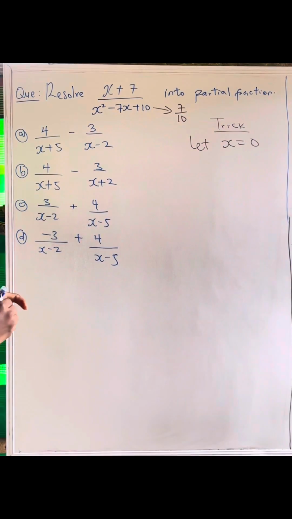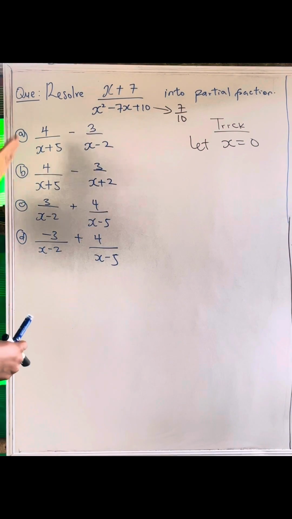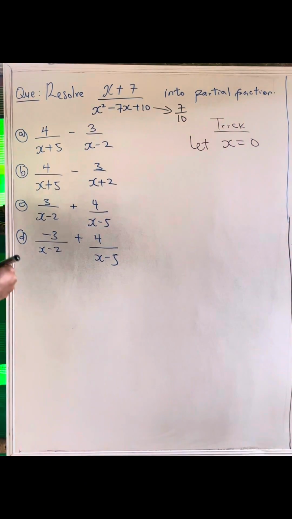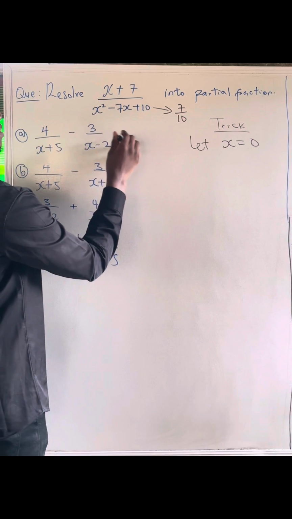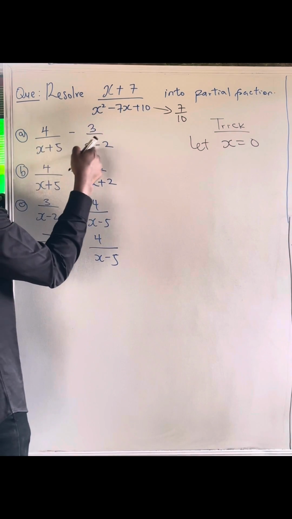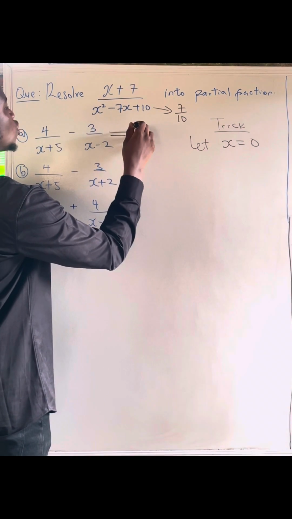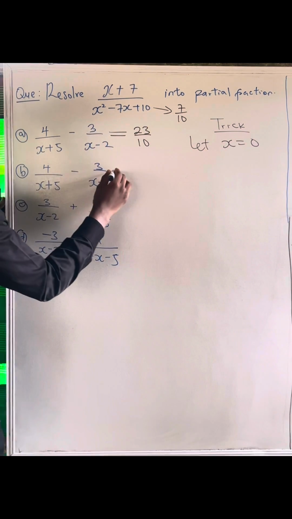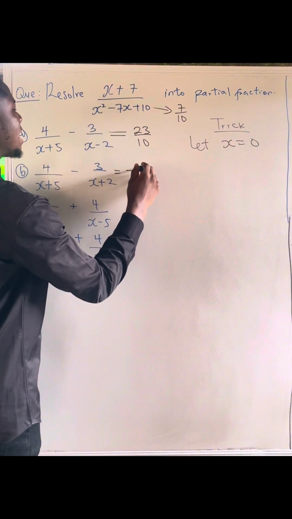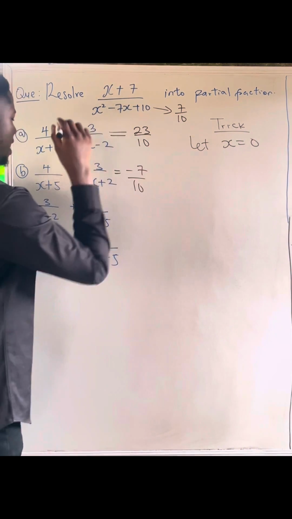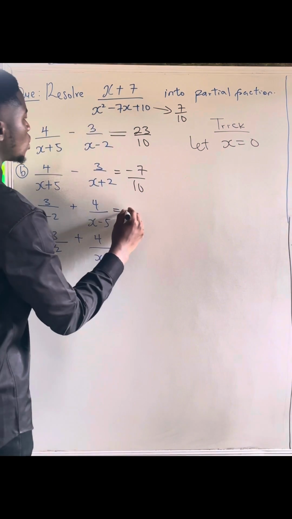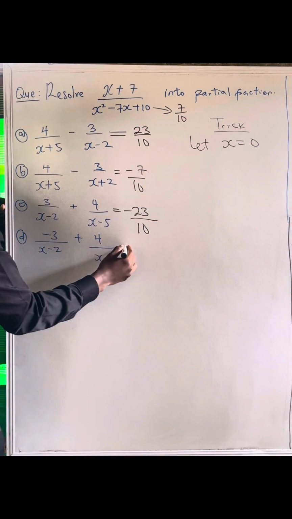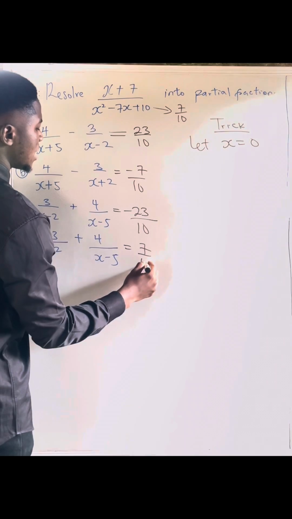So you will not go to the options one after the other. You'll be representing x as 0. Anyone that gives you 7 over 10 is the correct answer. If I represent x as 0, I'm going to get option A to be 23 over 10. For option B, I'm going to get minus 7 over 10. For option C, minus 23 over 10. And for option D, I'm going to get 7 over 10.